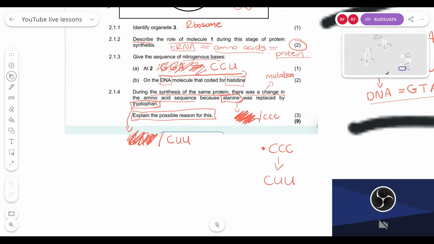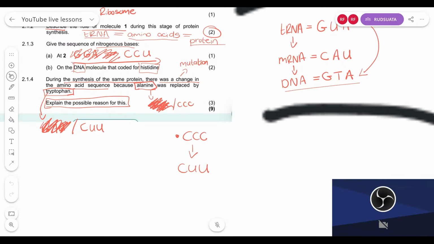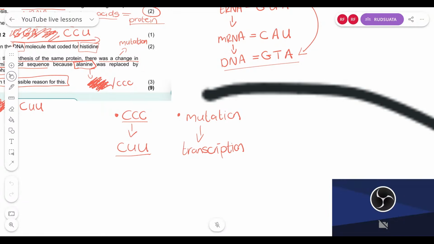You must also acknowledge, because they want to know what is a possible reason for this. Well, it's a reason because you can get a mutation during transcription, right? And that mutation during transcription can cause a letter change. As you can see here, it should be CCC. It's now CUU. But again, I want to show you the perfect answer. And that's why people should study memos. We should spend time studying memos.